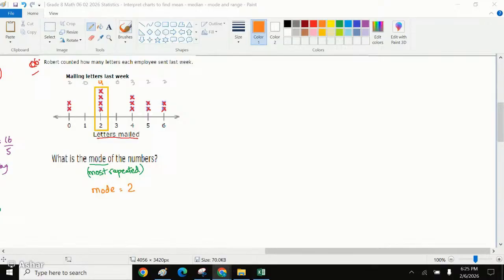See, we need to see which column or which value has the highest number of repetitions. 5 letters were sent by 2 employees, right? It is not the maximum. 4 letters, yes, thank you so much. 4 letters were sent by 3, it's still less, it's not the max. But 2 letters were sent by 4, which is when we compare through the line graph, it's the maximum, okay? Okay, moving ahead. Let's see what else we can do.